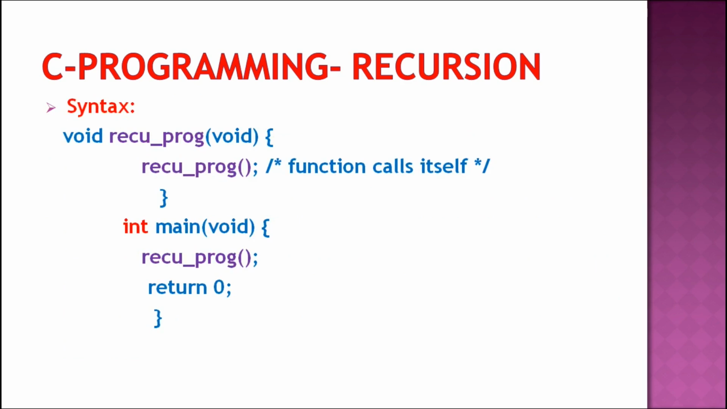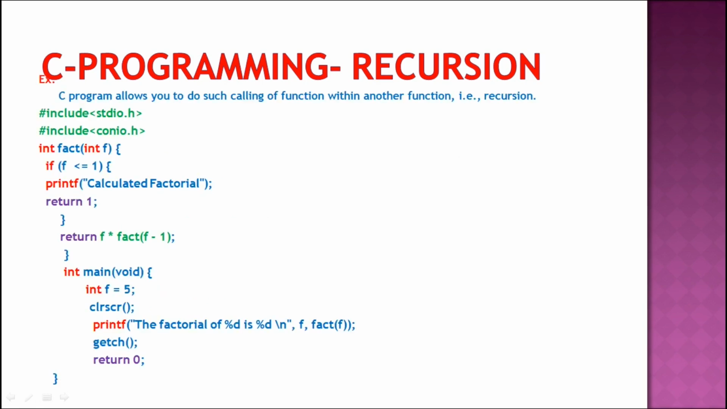Here we have the recursion function syntax. First, we declare our recursive function. Then we declare recursive statements within the recursion function. After that we return to our main function. We call the recursion function in our main function. Then we return our value if it is executed successfully in this way.